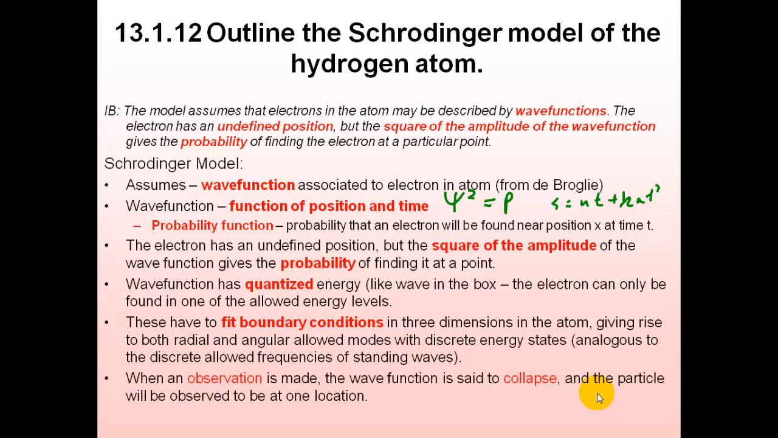This is interesting. When the electron is actually observed to find out where it is, we say that the wave function collapses. This probability function is no longer indeterminate, it's determined. Then as soon as you have made the observation, the electron goes back to being a particle, not a probability function.